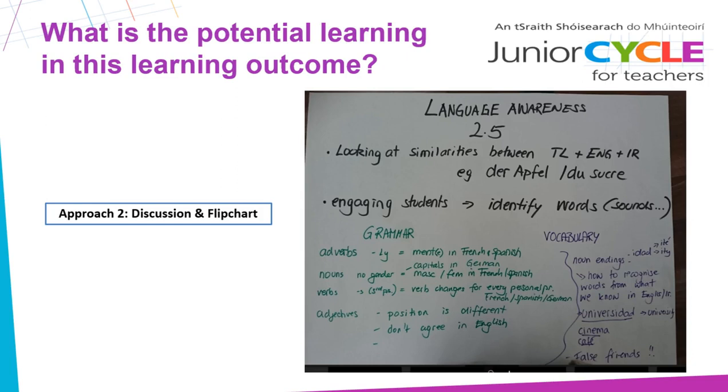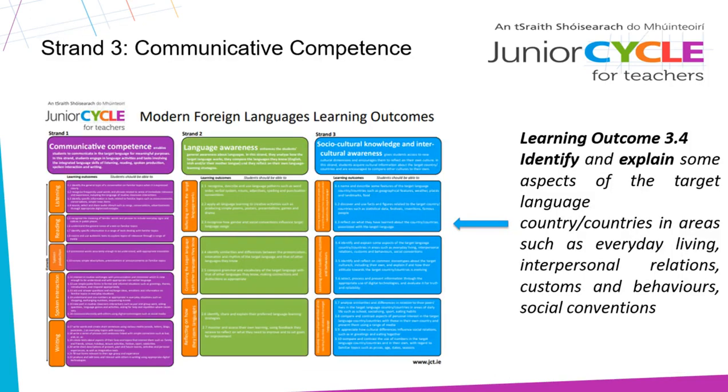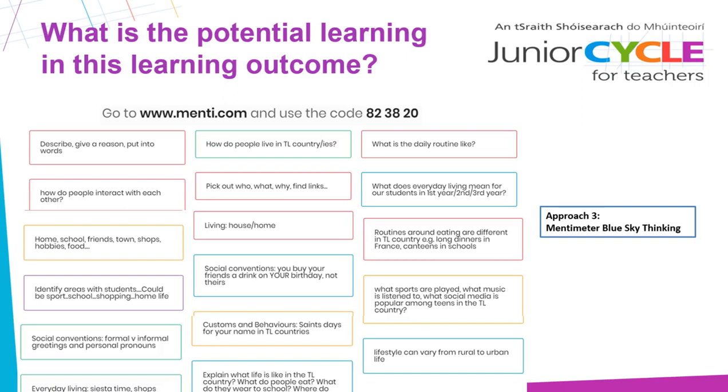We are now going to examine a learning outcome from strand 3. We are going to look at learning outcome 3.4. With learning outcome 3.4, we went through the same process, this time using a Mentimeter. Once again, we started by looking at the verb at the start of the learning outcome. Here are some ideas of the potential learning within this learning outcome.